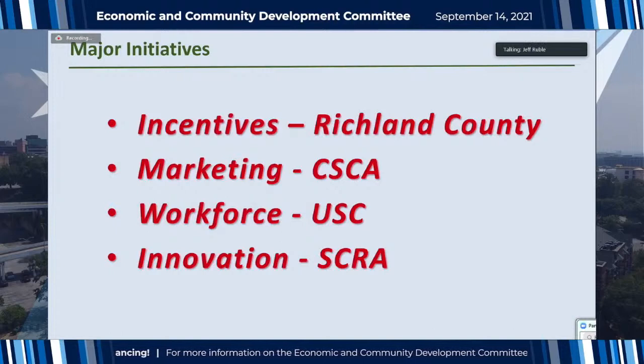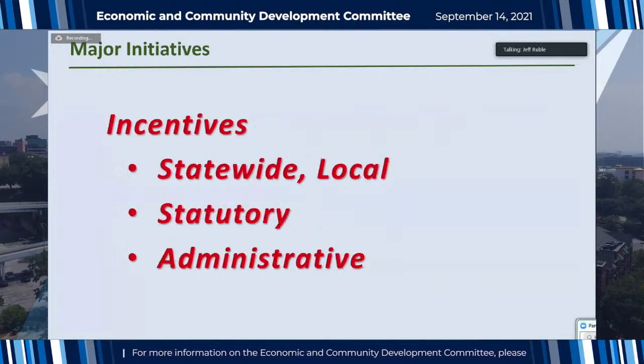So the four groups are incentives, marketing, workforce, and innovation. First was incentives. In South Carolina, we do a great job recruiting manufacturing. Unfortunately, all our incentives are geared toward manufacturing. I've said this a few times to groups, but it's easier to incentivize a pallet manufacturer on Bluff Road than it is a high-tech 100-person engineering center.